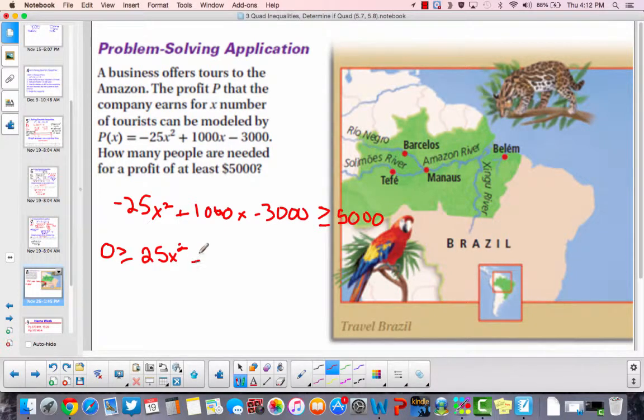I'm going to subtract 1,000x from both sides. And when I add 3,000 to both sides, I'm going to have 8,000. Okay. Now, I can see that 25 should go into each of those. So I'm going to take 0 greater than or equal to 25, and factor that out, and I get x squared minus 40x plus 320.